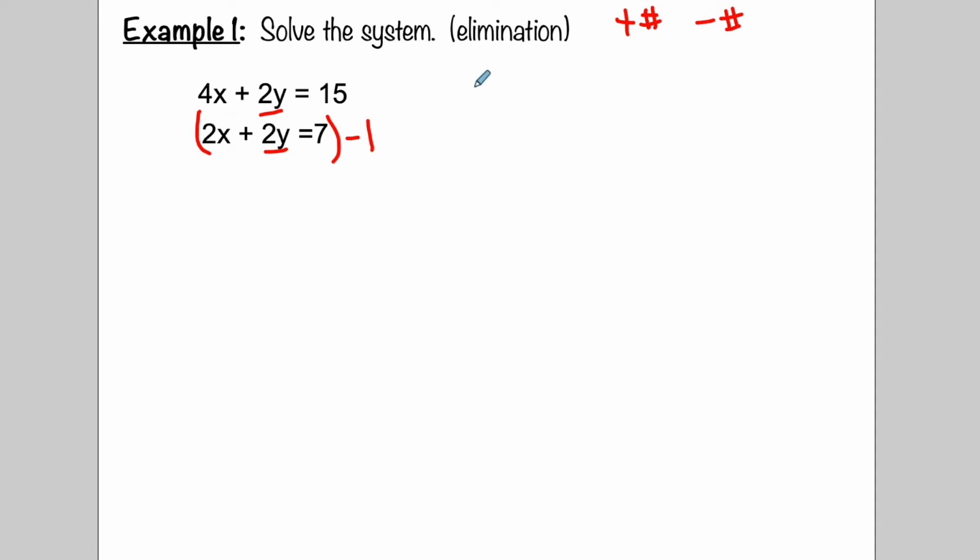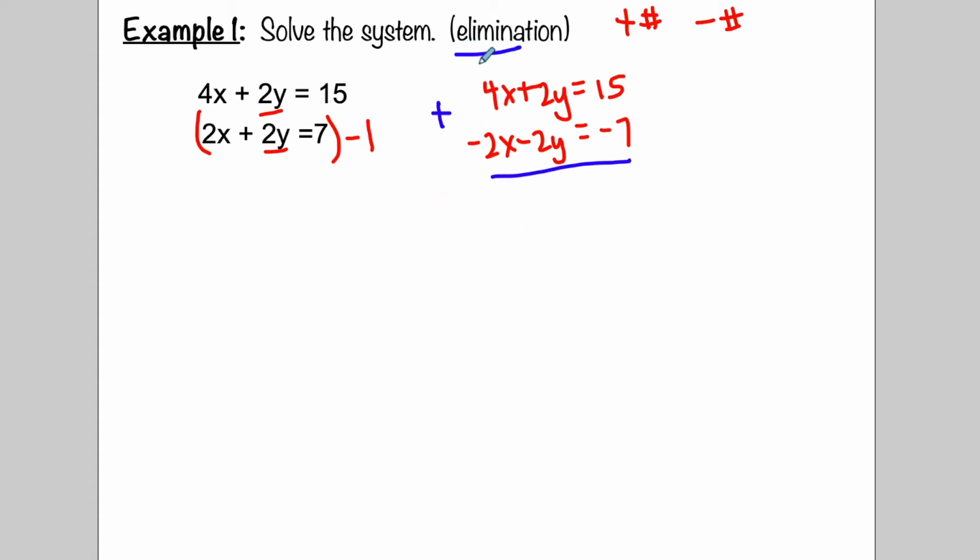Okay. So rewriting the top equation. And now my bottom one, I'm going to multiply everybody by negative 1. Now my goal is when I add the 2 equations together, I will eliminate one of the variables, and I will here. The y's will be eliminated. So here I am left with 2x equals 8. And if I solve for x, I would divide both sides by 2. I get x is equal to 4.